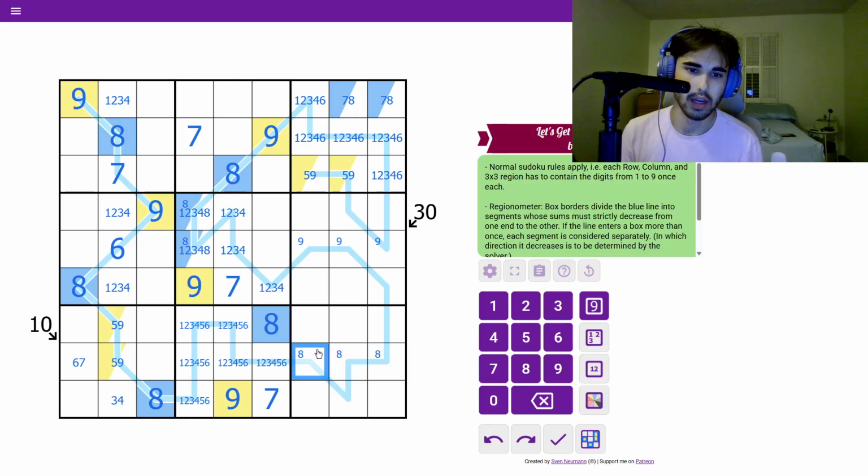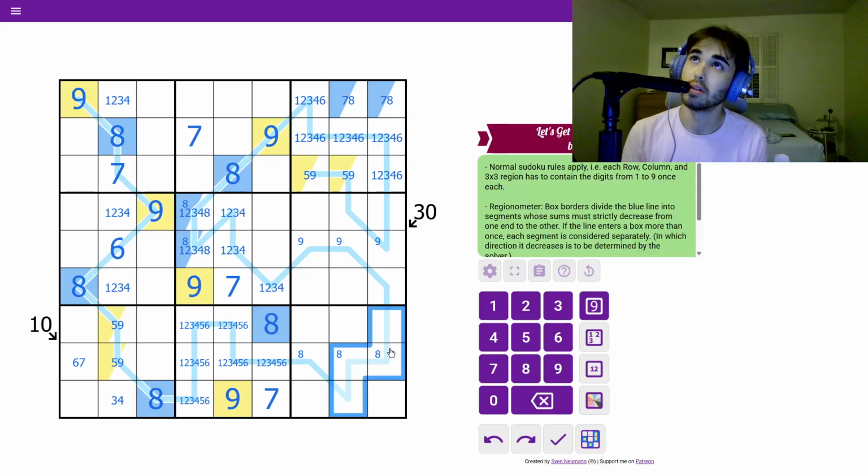Eight must go here. I think it's here. What are the ways to get to 12 over 4 cells? Well, let's see. You can never put 7 because then you'd have to do 1, 2, 3. So 6 is the highest digit you could put. It's either 1, 2, 3, 6, or 1, 2, 4, 5. I think those are the only ways.